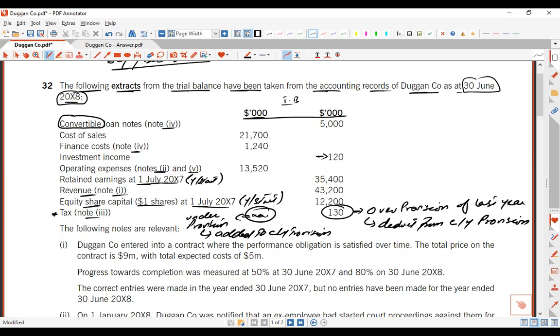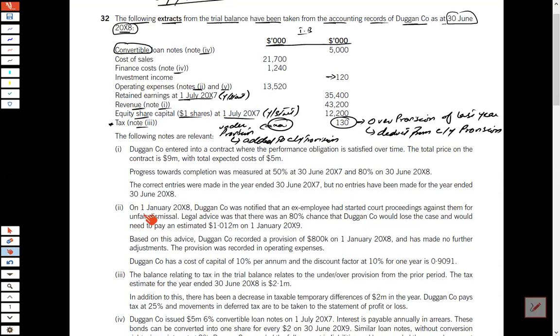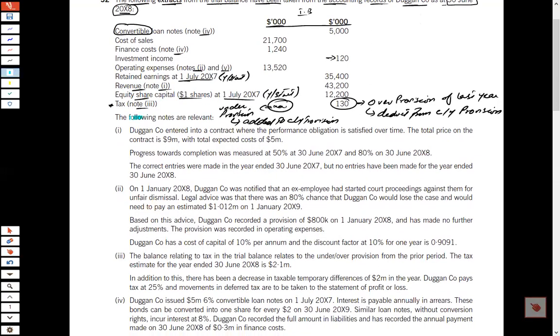There are two types of tax, the deferred tax and the current tax. And if this thing is simply written as tax, it means it's a current tax figure. So the current tax figure on credit and debit side depends on whether it's over provision or under provision from last year. There are multiple notes in this question. The relevant information is available.